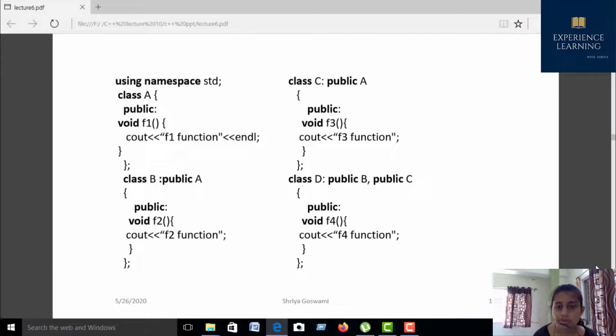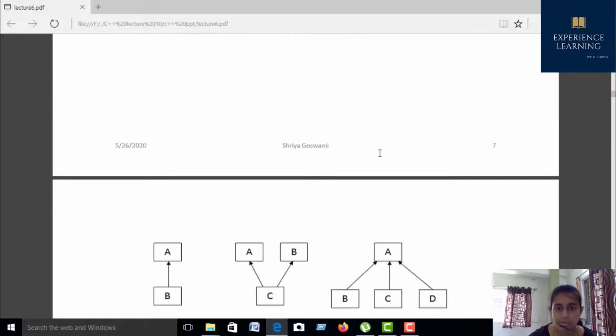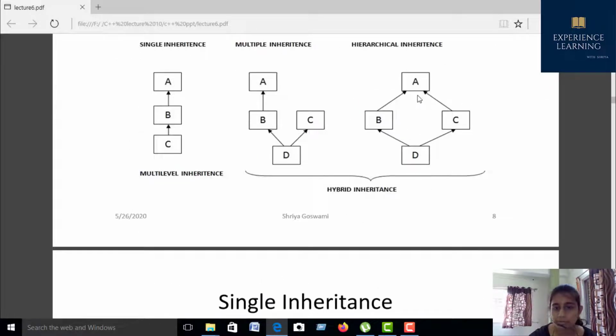Here we have class A. Class A is derived into class B, and class C is also derived from class A. Class D is derived from class B and class C. You can see this picture. Class A to B, class A to C, and D is derived from class B and from C.